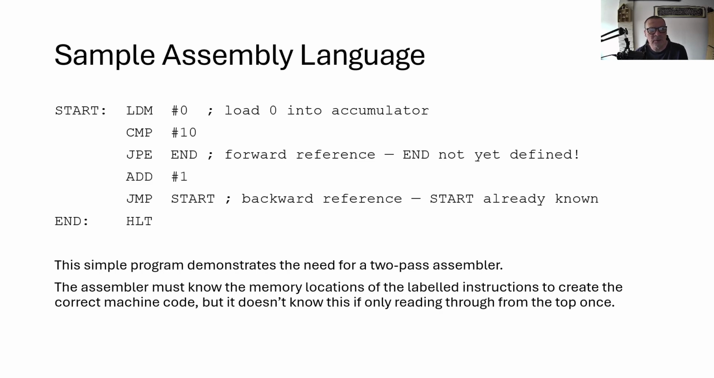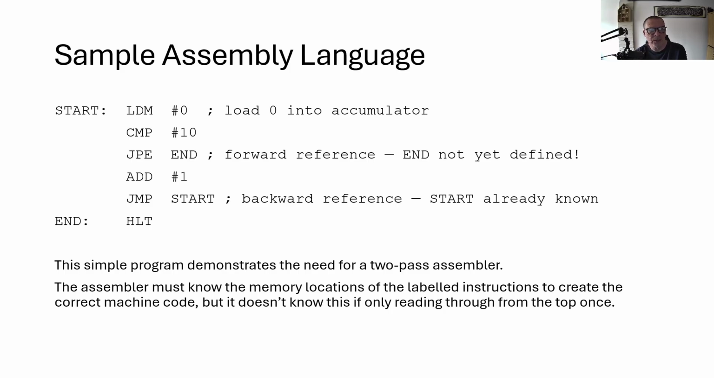So if we were to pass through this once and try and work out what this program did in our assembler, we wouldn't be able to work out the address, because the end was further down, or we wouldn't know the address of end until we got there. So in one pass, we don't work out what end is until it's too late. We can't do the jump equal end line. We can't compile that, assemble that until we've got to the end of the program. So that's why we need a 2-pass assembler.